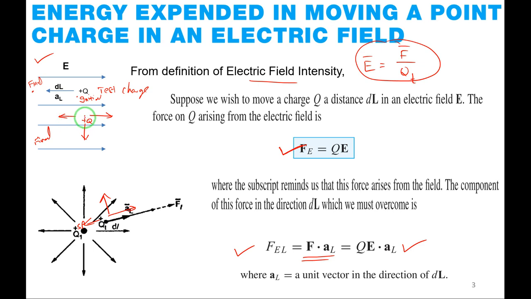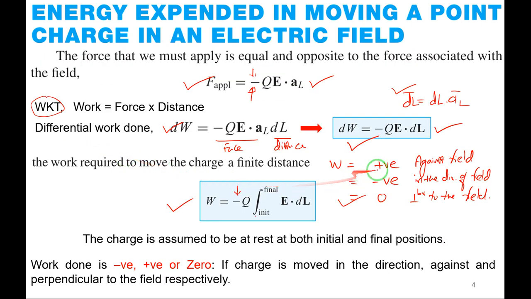If I move the charge perpendicular to the field, then cos 90 is 0, because E is in this direction and dl will be in this direction. So theta between E and dl is 90 degrees, and cos 90 is 0. So the work done is positive if I move the charge against the field, negative if I move the charge in the direction of the field, and 0 if I move the charge perpendicular to the field. I hope you have understood.